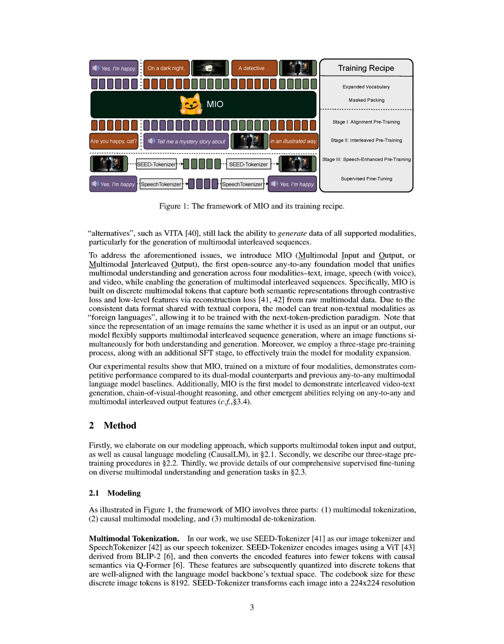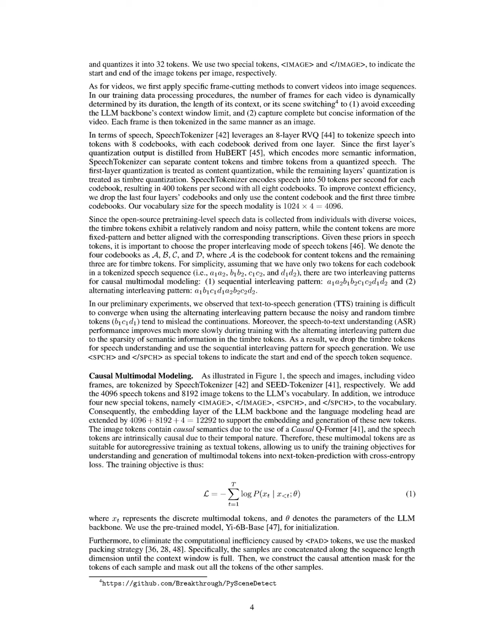The proposed MIO, Multimodal Input and Output, method operates through a structured framework that encompasses three main components: tokenization, modeling, and detokenization. 1. Tokenization. MIO employs specialized tokenizers for different modalities. For images, the SEED tokenizer encodes images into discrete tokens using a ViT derived from BLIP-2, resulting in 32 tokens per image. For speech, the speech tokenizer generates 400 tokens per second by separating content and timbre tokens, with a total vocabulary size of 4096. Videos are tokenized by converting them into image sequences, where each frame is treated similarly to an image.